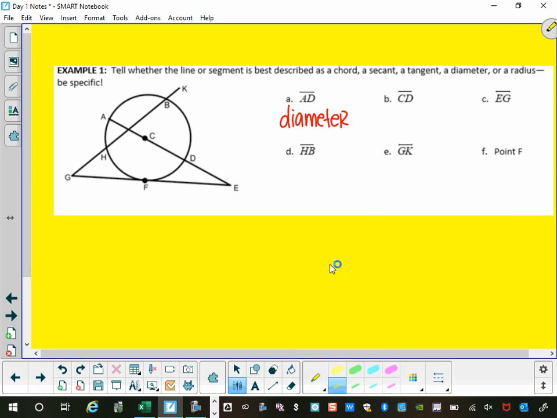All right, let's look at CD. I start in the center and I'm touching the side of my circle. Good. Do we all agree on this radius? All right, EG is right here. You guys agree? Kenzie, you're shaking your head. All right. This is a tangent, because it is a line that touches my circle in one place.